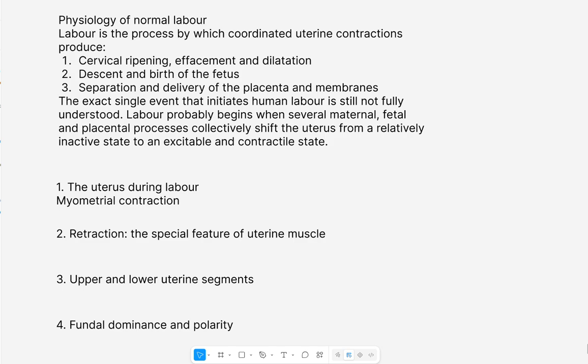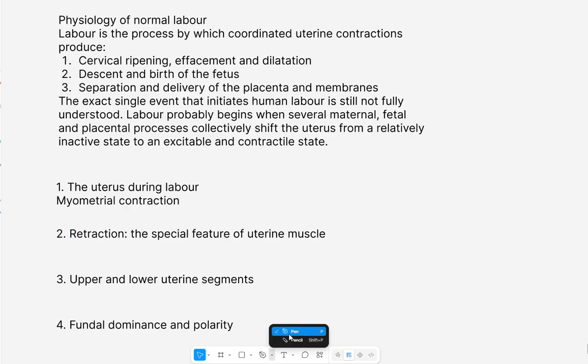Now we get into the physiology of labor. Labor is the process by which coordinated uterine contractions produce three things. They produce cervical ripening, which is basically effacement and dilatation. They also produce the descent and birth of the fetus, which is the ultimate result of the labor itself. They also produce the separation and delivery of the placenta and membranes.